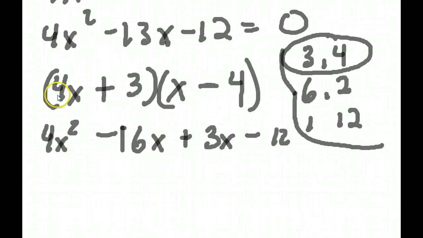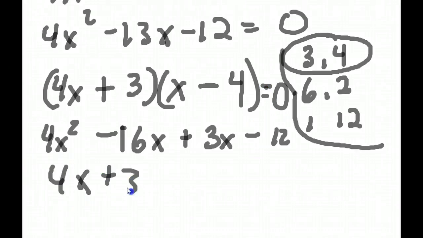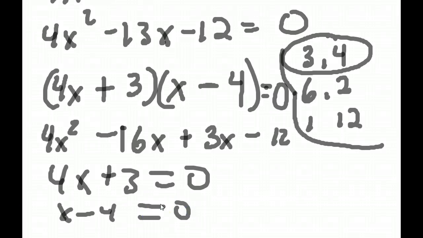So you end up with open 4x plus 3 close, open x minus 4 close. So that's how that works. And then you just set those equal to 0. 4x plus 3 equals 0, and x minus 4 equals 0, and you get your two answers.